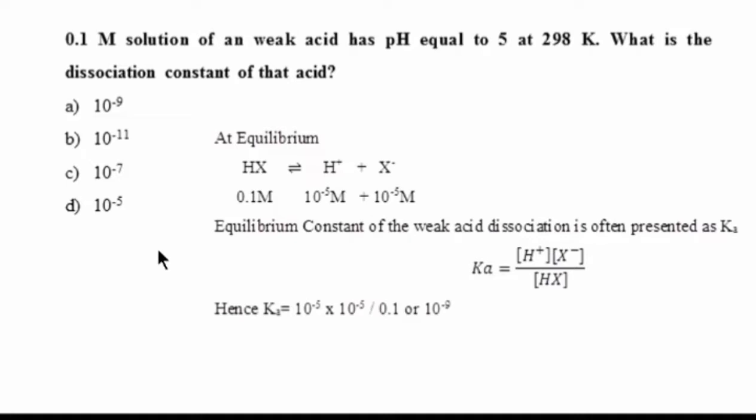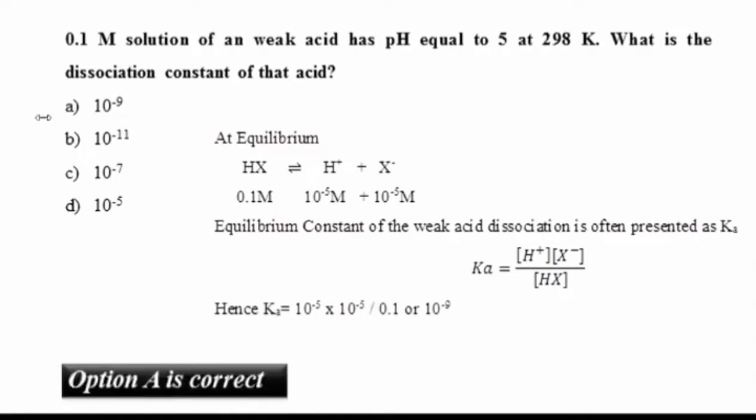The equilibrium constant of a weak acid is given by Ka equals H positive times X negative upon HX. So we'll put the values here and we'll have the value of Ka, that is 10 to the power minus 5 into 10 to the power minus 5 upon 0.1, or 10 to the power minus 9. So the correct answer here would be option number A, 10 to the power minus 9.